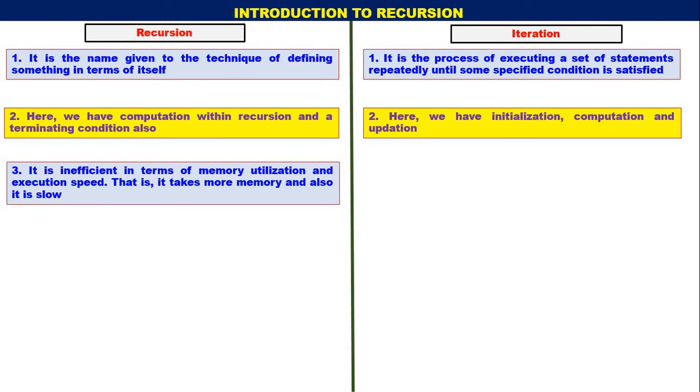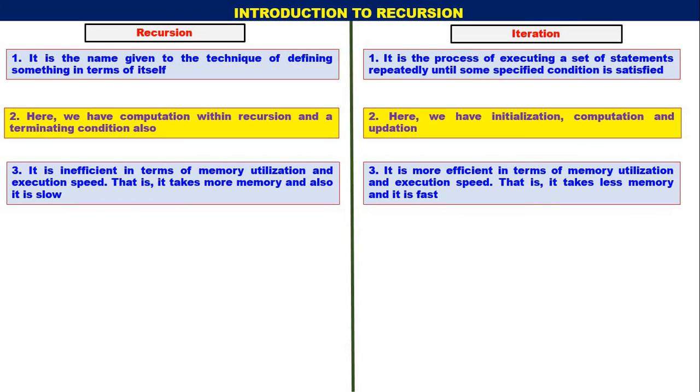Third point. Recursion is inefficient in terms of memory utilization and execution speed. That is, it takes more memory and also it takes more time, that is, it is slow. Iteration is more efficient in terms of memory utilization and execution speed. That is, it takes less memory and it is fast also.